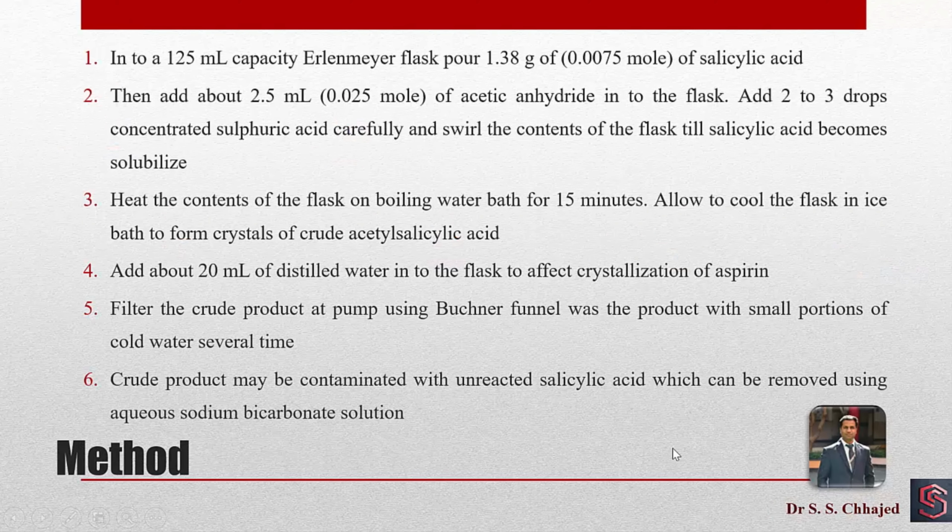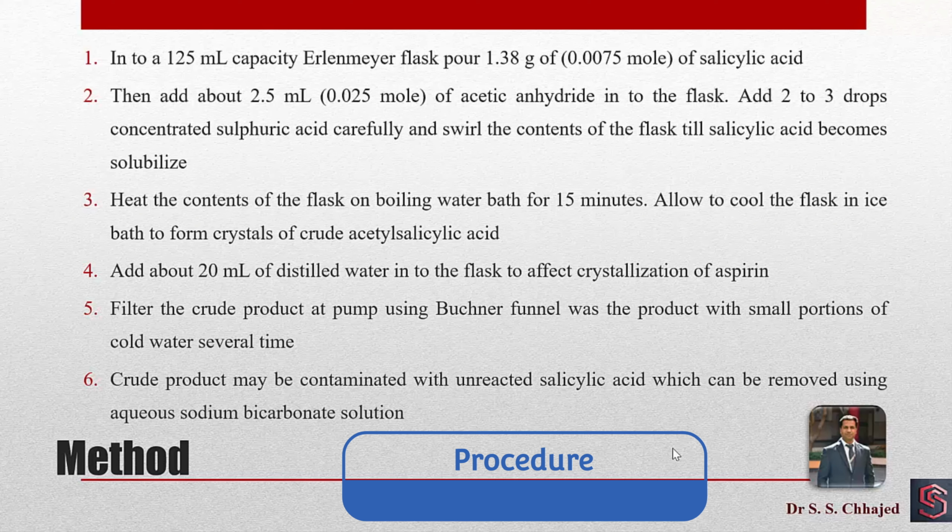As far as the procedure is concerned, into a 125 ml capacity earthenware flask, pour about 1.38 gram of salicylic acid, then add about 2.5 ml of acetic anhydride into the same flask. Then add a few drops, that is 2 to 3 drops, of concentrated sulfuric acid carefully, and swirl the contents of the flask till salicylic acid becomes solubilized. Heat the contents of the flask on a boiling water bath for 15 minutes, then allow the flask to cool in an ice bath to form crystals of crude acetyl salicylic acid, that is aspirin.